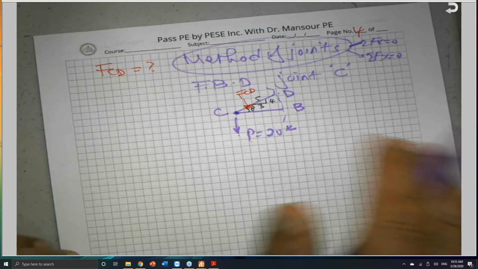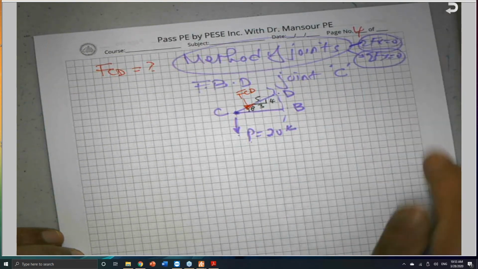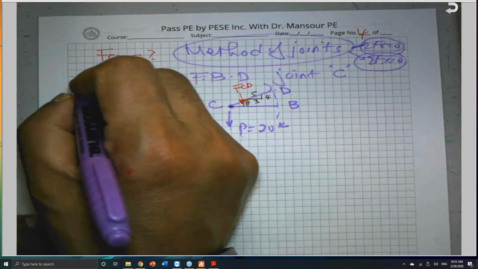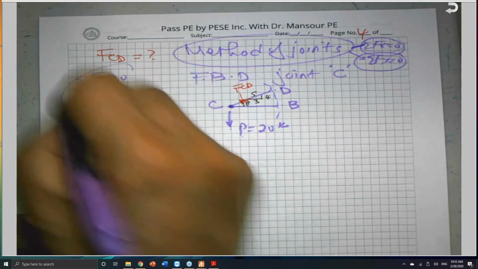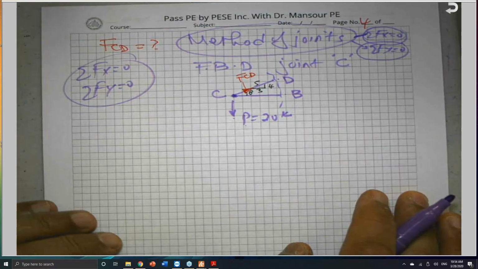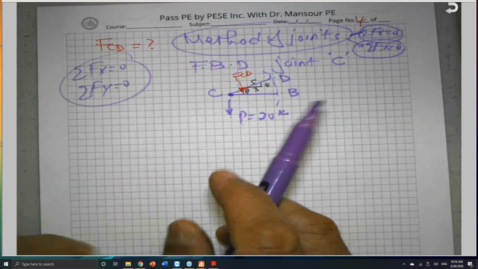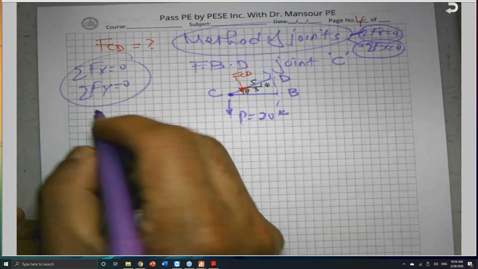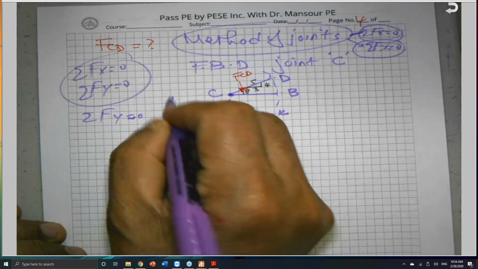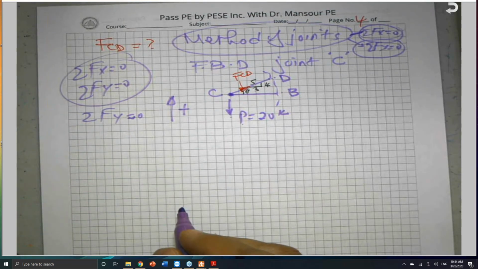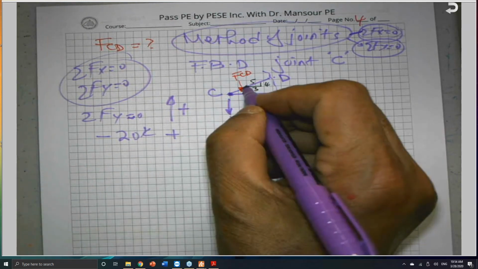In this case, I have to select the proper equation. Again, when you have two equations or three equations, selecting the equation is very, very important. Sigma force X equals 0, sigma force Y equals 0. I have to be selective because I need to save time. Sigma force Y is the best one because I have only one unknown. So if you say sigma force Y is equal to 0, and anything going up is positive, I have negative 20 kips because it is going down, plus I assume this force to be a tension.